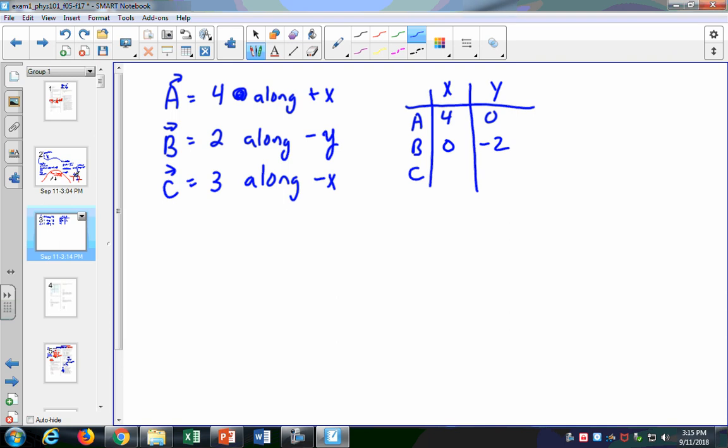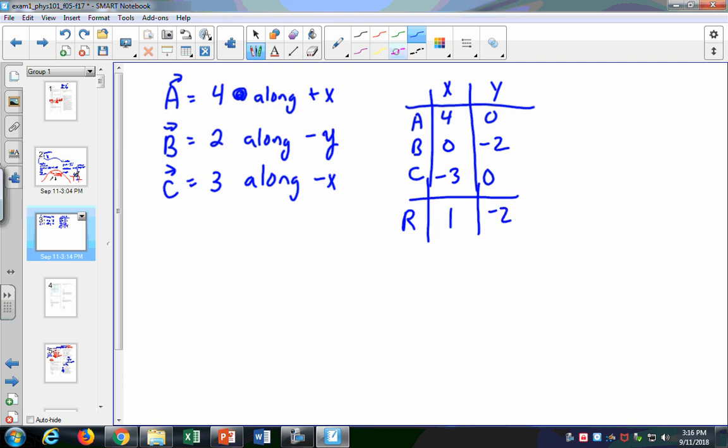Be careful when you're doing this that you're aware of whether the x component is positive or negative, because depending on the angle of the vector, it could be either. I don't usually say positive or negative, so you'll need to determine that from the problem. And C is going to be -3 and 0. And then, if I want to know R, which is A plus B plus C, it's going to be 4 minus 3, or 1. 0 plus -2 plus 0 is -2.